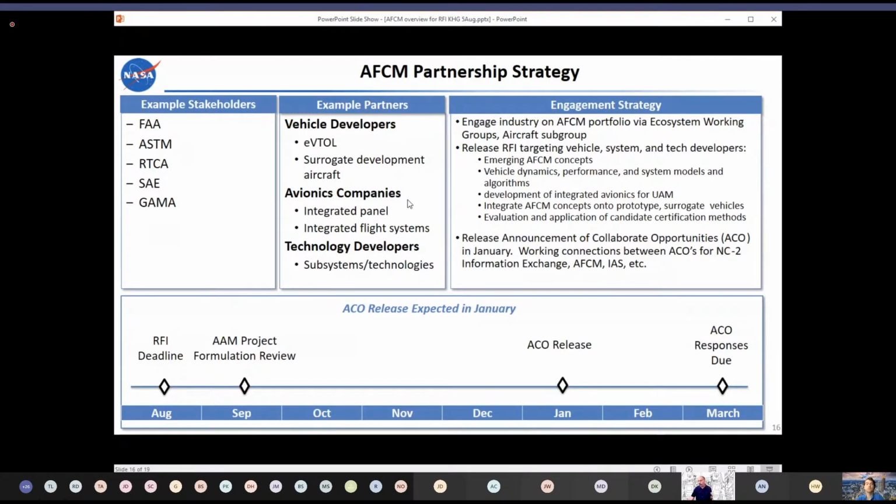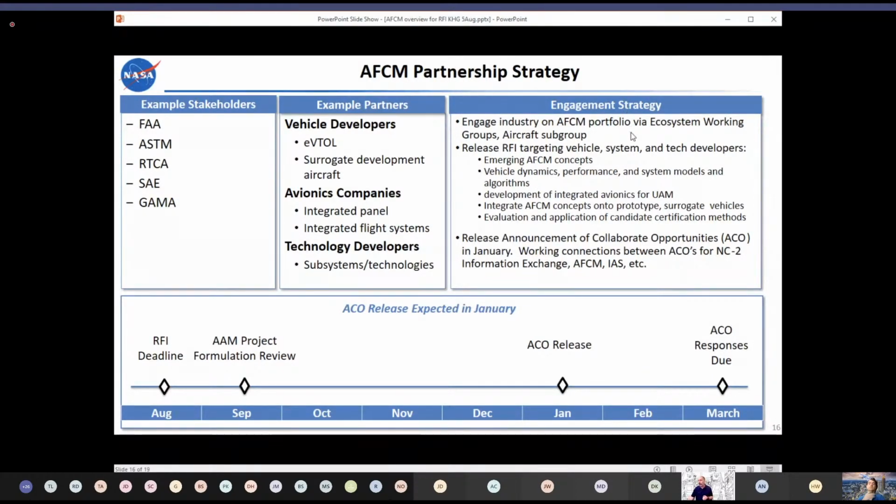The avionics companies of the world, people who are working on integrated panels, so the perspective of the pilot vehicle interfaces, as well as the integrated systems that need to be behind that panel. And then finally, technology developers. Things of particular interest here include sensors for the external awareness, the detect and avoid aspect of the problem.